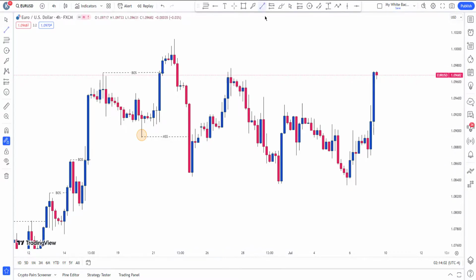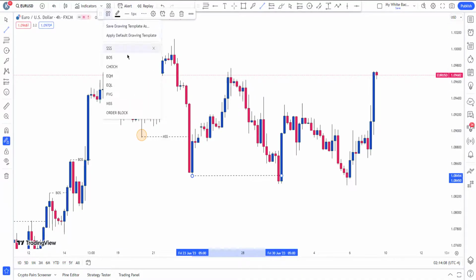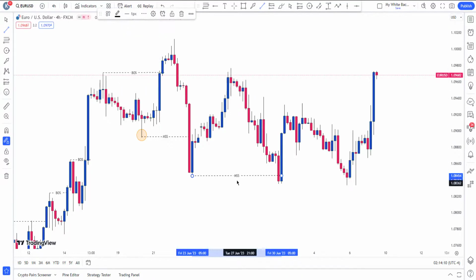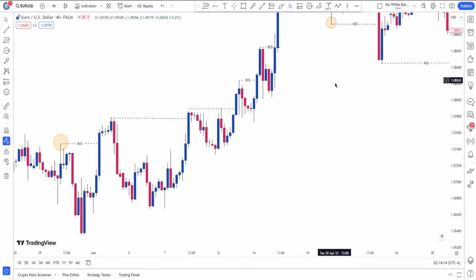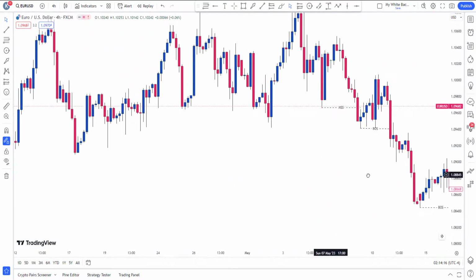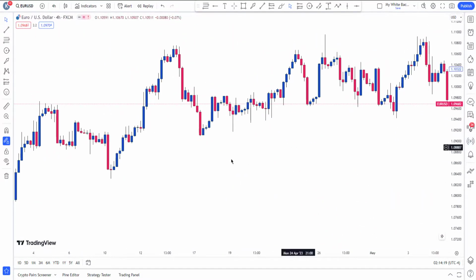After this one, let's see, did we break this level? Yes, we have broken below this level. So we are currently in a downtrend. I hope this is explanatory enough. So once you understand this, you will be able to mark out your structure clearly well.